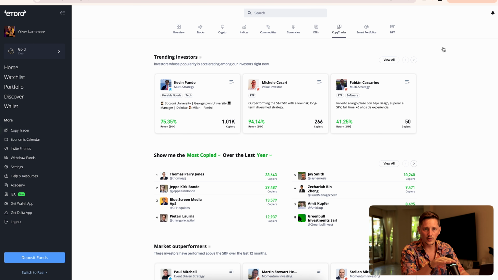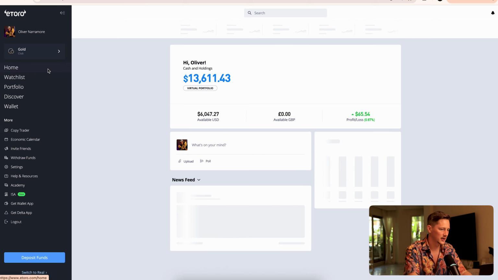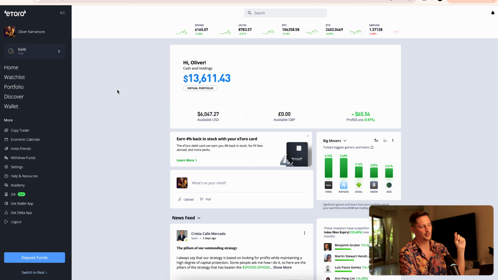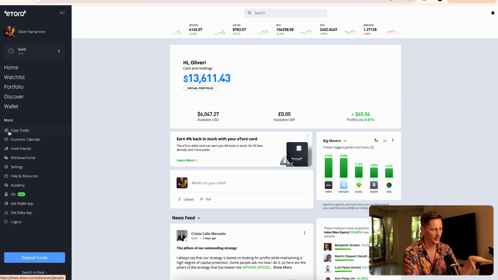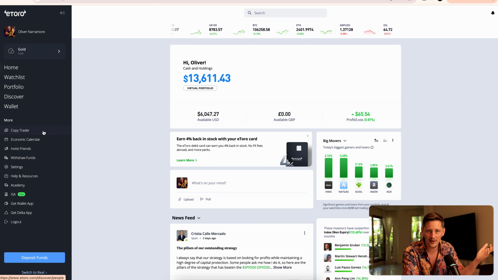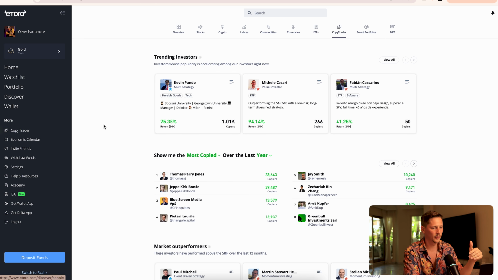So let's take a little look at the actual dashboard and go to the CopyTrader so you can understand how it works and what it looks like, okay? Now, I have opened up my virtual portfolio on my eToro account. When you open up your dashboard on the left-hand side, you're going to have something called CopyTrader, okay? This is what you need to click on to start viewing all of the other copy traders, or what they call popular investors. So let's go to CopyTrader.